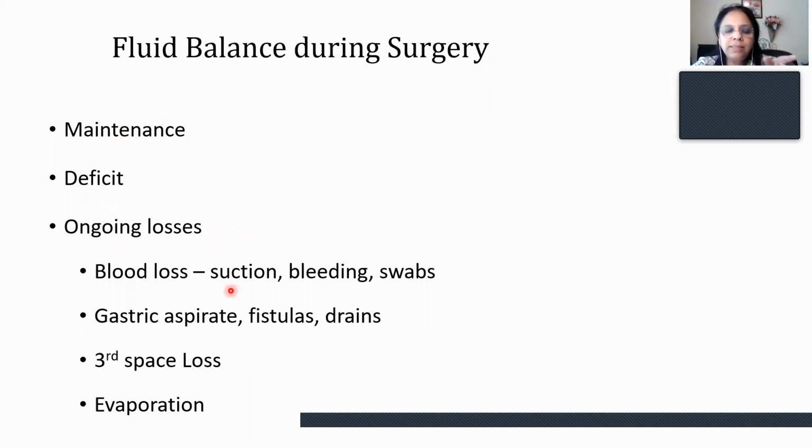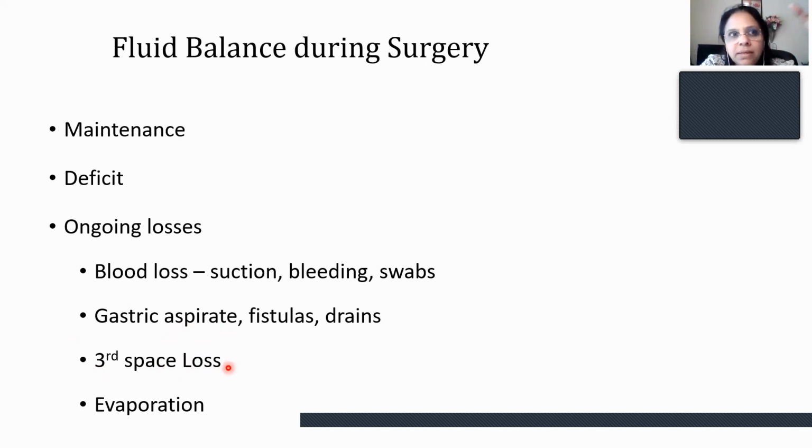And also ongoing losses. The bleeding gets into the swabs and the suction apparatus, so the blood loss has to be counted as an ongoing loss. NG tube gastric aspirates, fistulae, drains, everything can be counted as ongoing loss. And there's another one called third space loss, where they don't know where it is being lost. Some loss is there. So for third space loss, we calculate it.